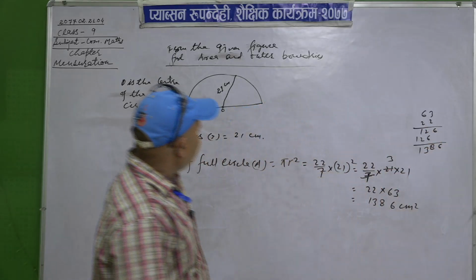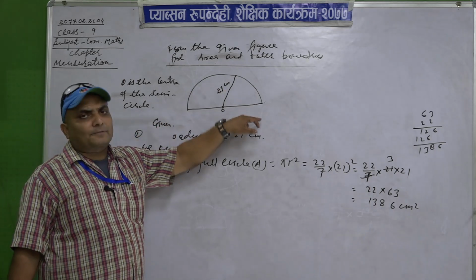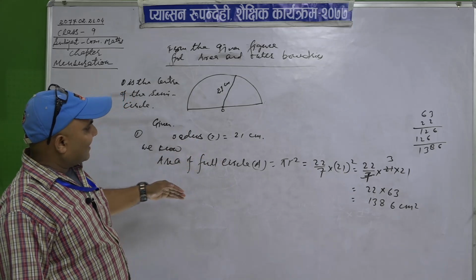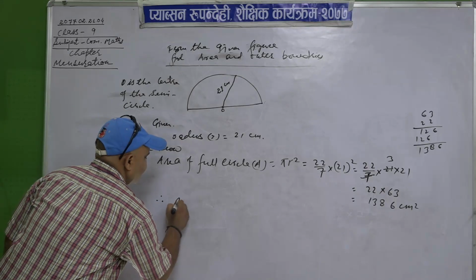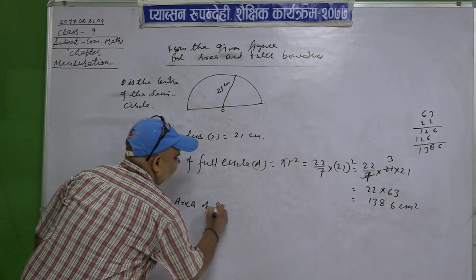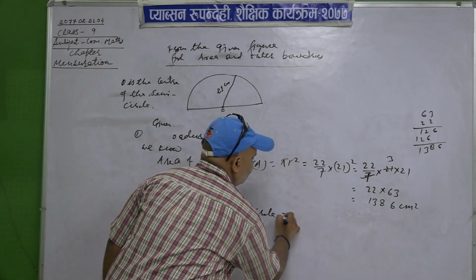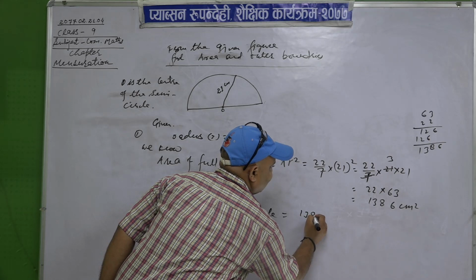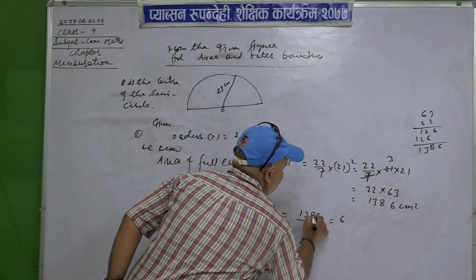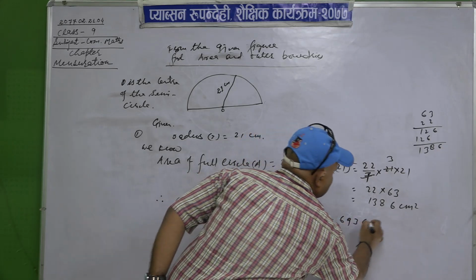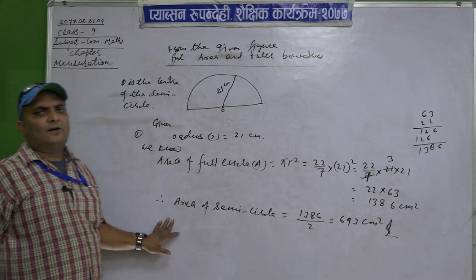This is the area of the full circle, but we have to find out the area of the half circle. So, to find the area of the half circle, you divide this value by 2. Therefore, area of semicircle is equal to 1386 divided by 2. It will be 693 centimeter square. This is the area of the semicircle.